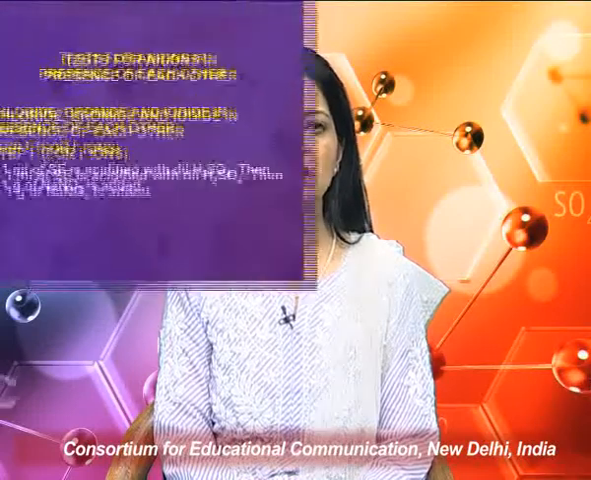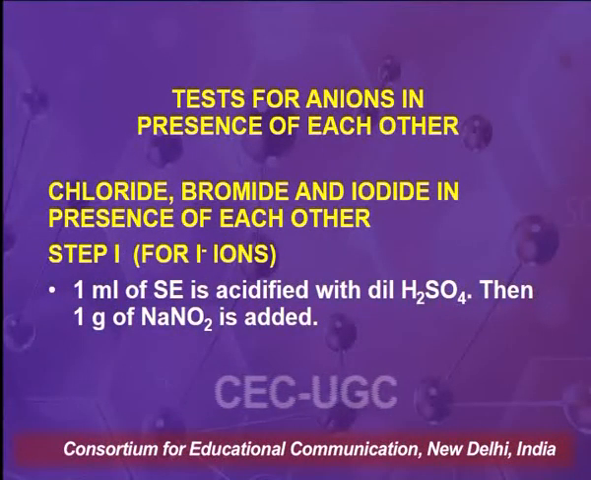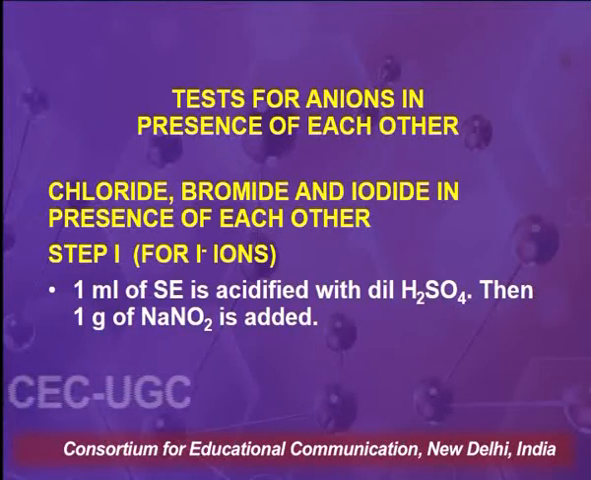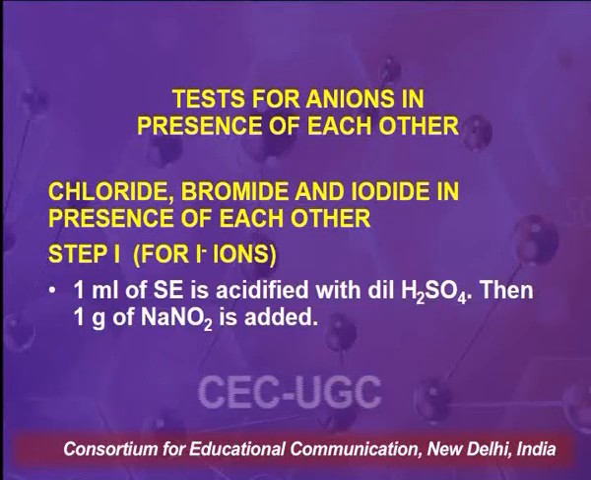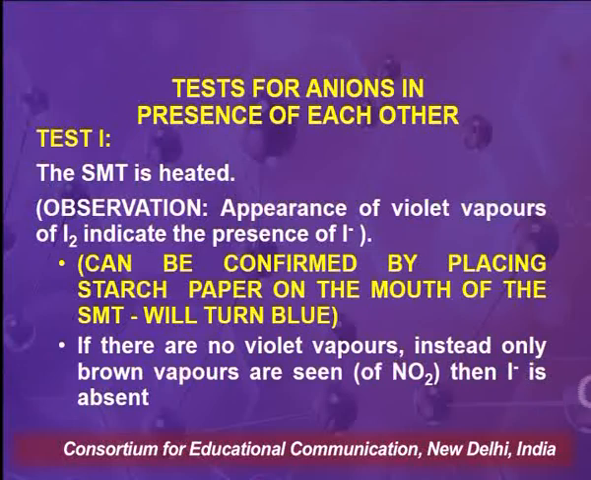Step 1 is considered for the iodide ions. In this case, 1 ml of the soda extract is acidified with dilute sulfuric acid, and then 1 gram of solid sodium nitrite is added to the test tube. This semi-micro test tube, as we are performing the experiment in, is heated.